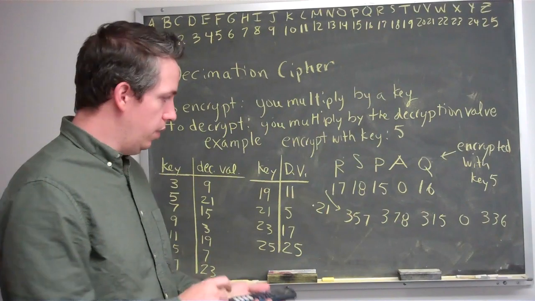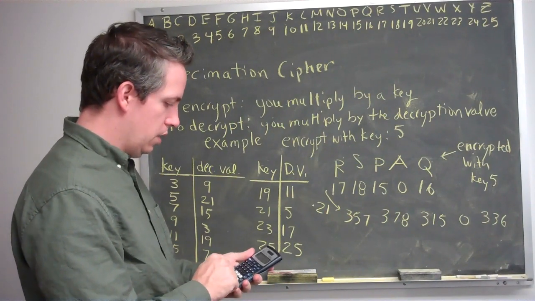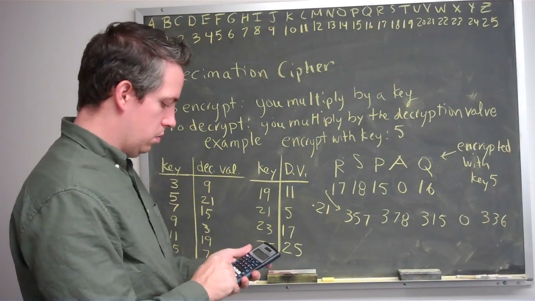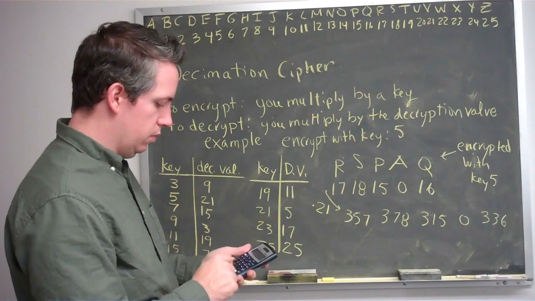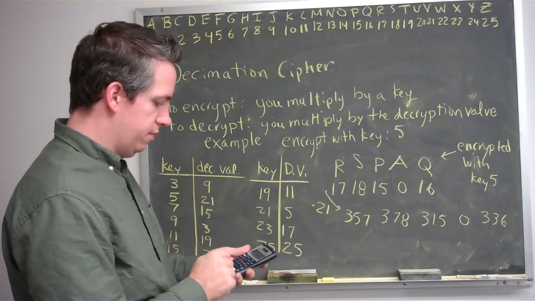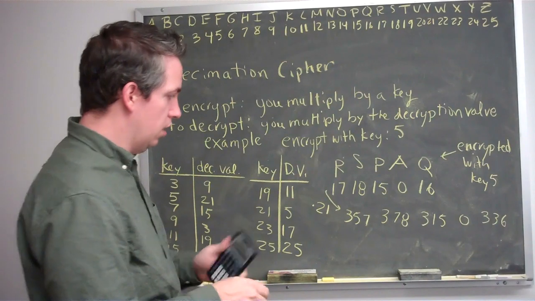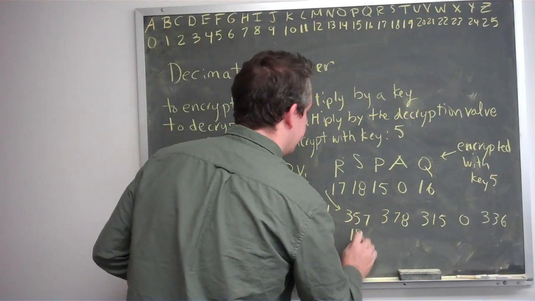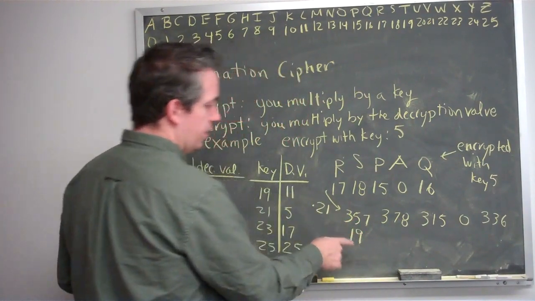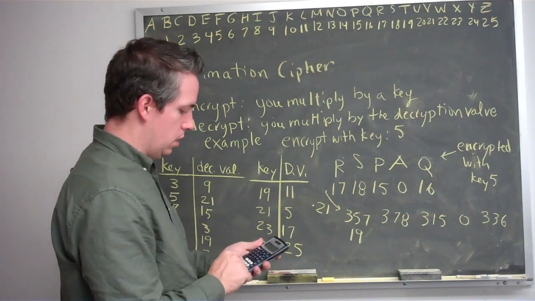Now we just have to get back into range. So I'm going to take my 357 and I'm going to subtract multiples of 26. I'm going to subtract 260, I'm going to subtract 52, I'm going to subtract 26, and I get all the way back down to 19. So I'm getting back into range by subtracting multiples of 26.